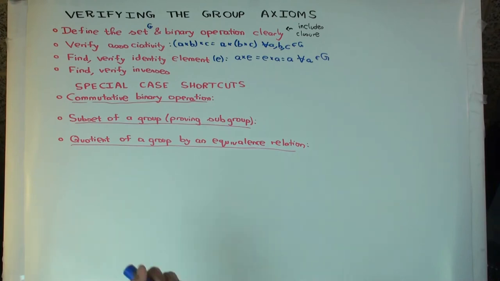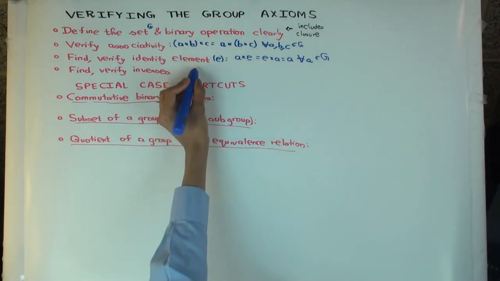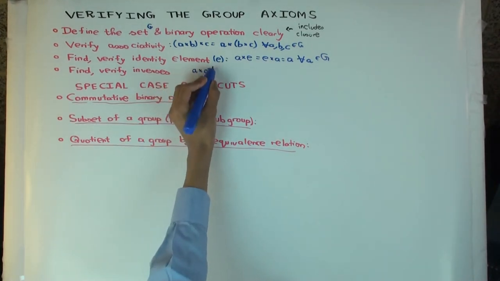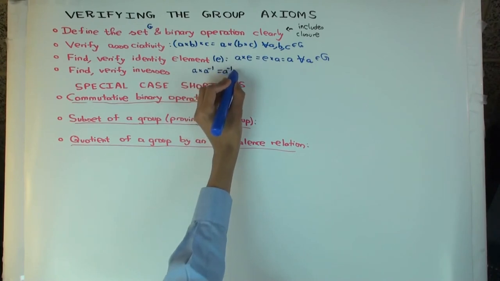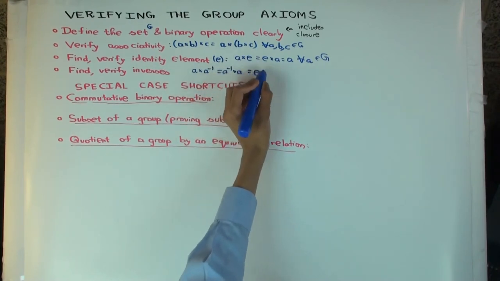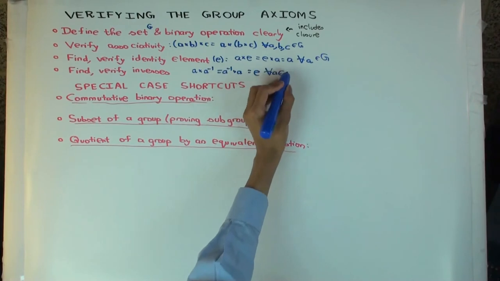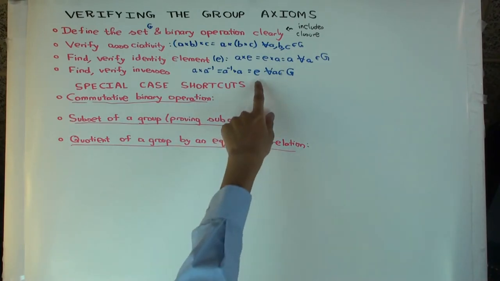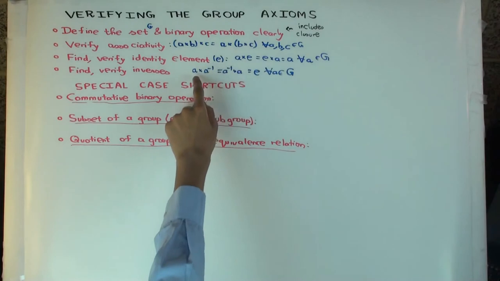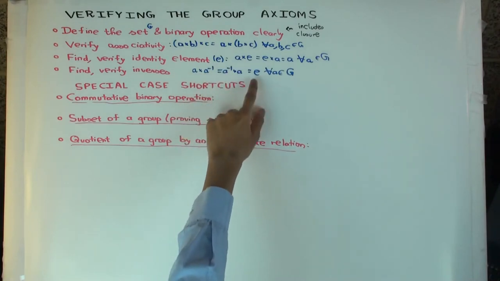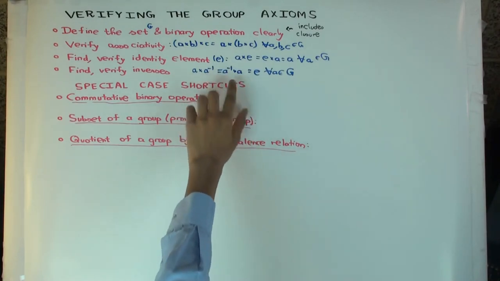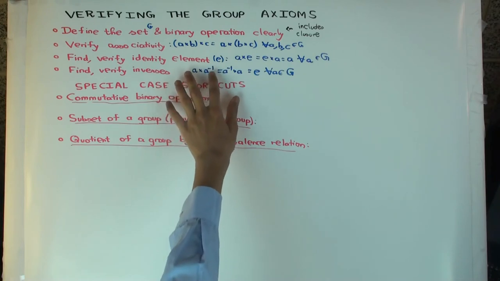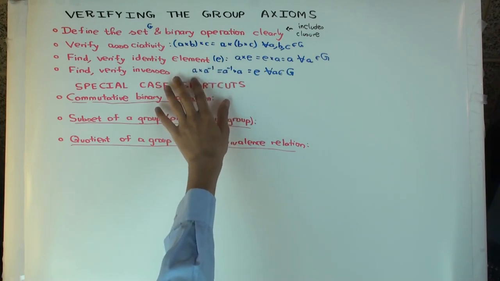And then find and verify inverses. Well, again, your inverse has to satisfy what? So it has to satisfy A star A inverse equals A inverse star A equals E for all A in G. Right? Now, again, you can do it algebraically if there's an algebraic expression. You already know what E is from the previous step. So you're trying to solve A star A inverse equals E, and you try to manipulate that and get an algebraic expression for A inverse in terms of A. Okay?